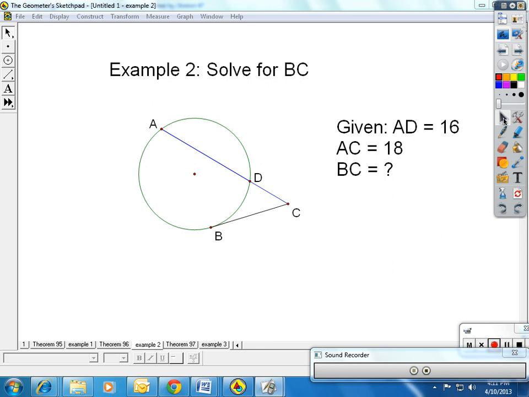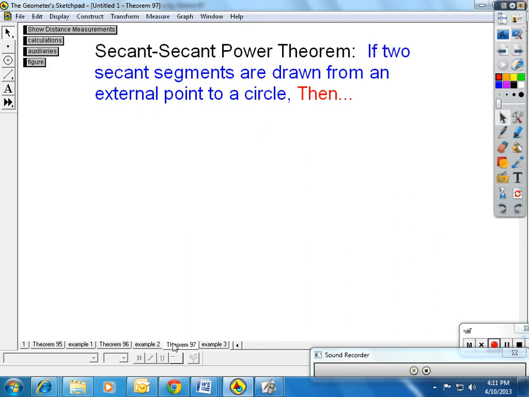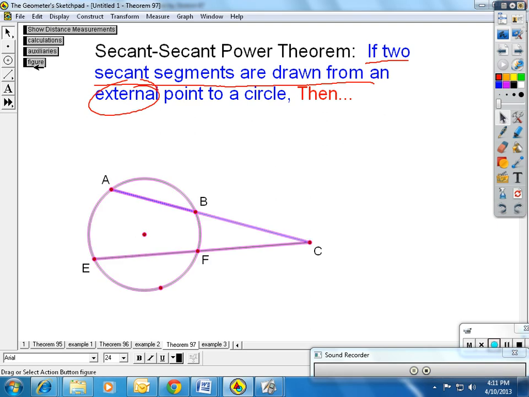Alright. Let's move on to now the third and final theorem. It's called the secant-secant power theorem. Alright, try to imagine what this looks like without me drawing it. If two secant segments are drawn from an external point. Okay, so I've got a circle and I've got an external point and two secants. Let's see if you can imagine this figure. If you did, you're correct.